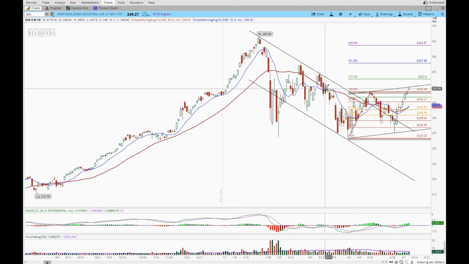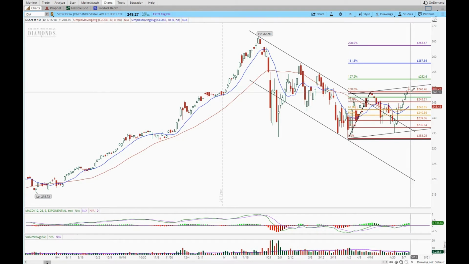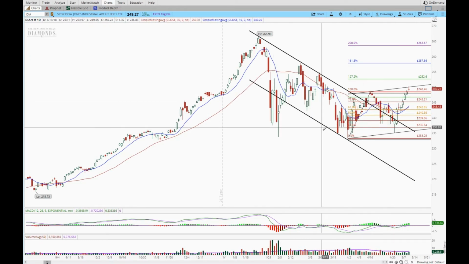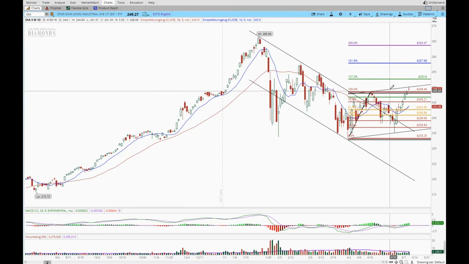So it could retest this one, could come back and then go up again. It wouldn't be surprising that tomorrow it would fluctuate, but it seems it already broke the resistance. Most likely it's going to go to the 252.60 in the short term.